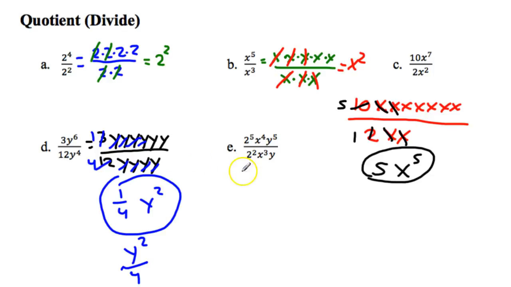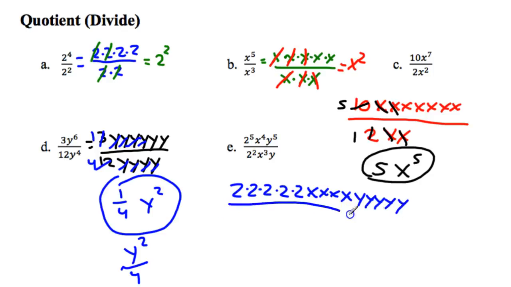Okay, this is the last one. This one looks the craziest. So 2 to the 5th, x to the 4th, y to the 5th. I'm just going to write it all out. 2 times 2 times 2 times 2 times 2. That's 2 to the 5th. X to the 4th. 1, 2, 3, 4. Y to the 5th. 1, 2, 3, 4, 5.